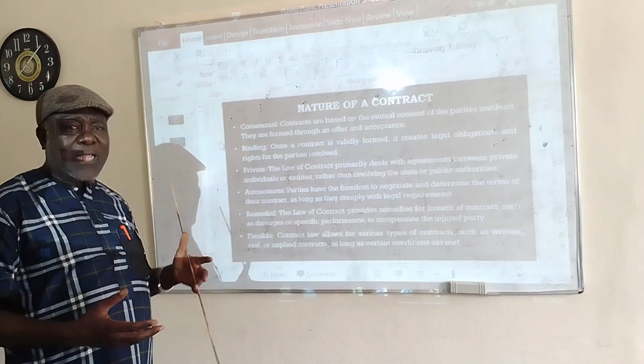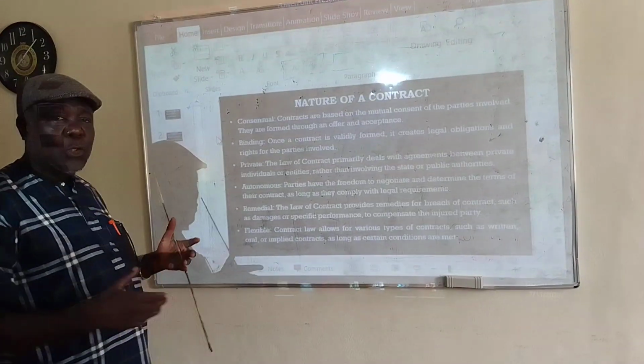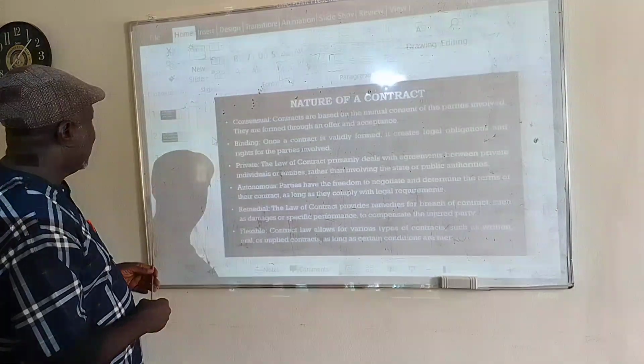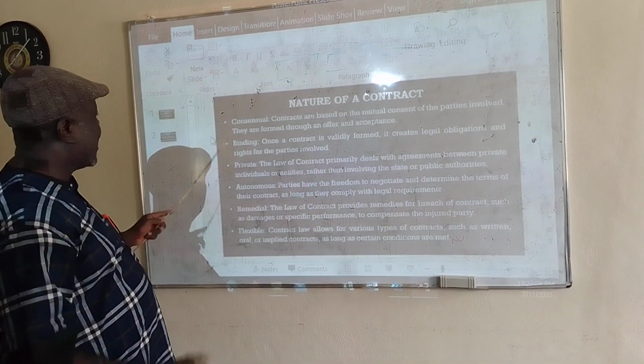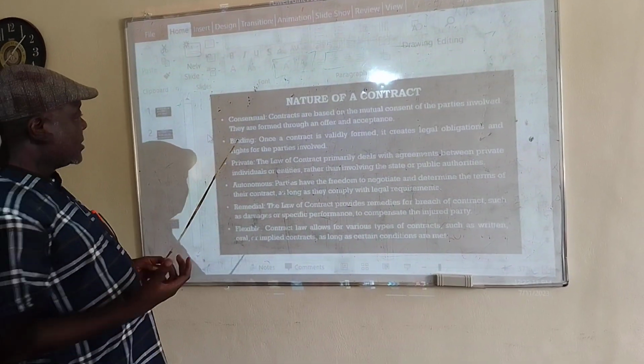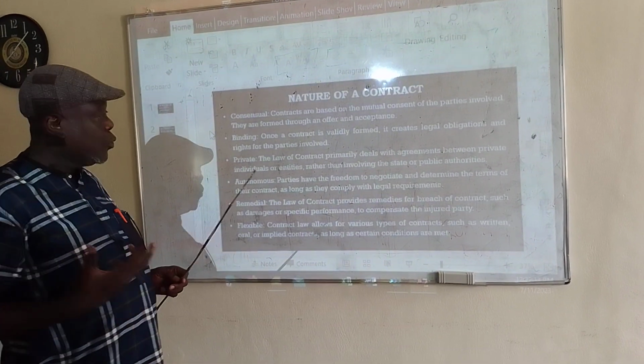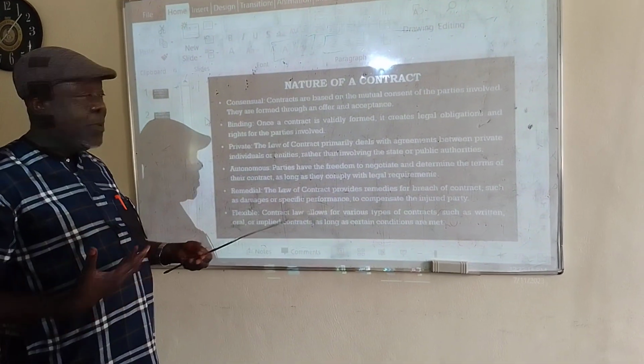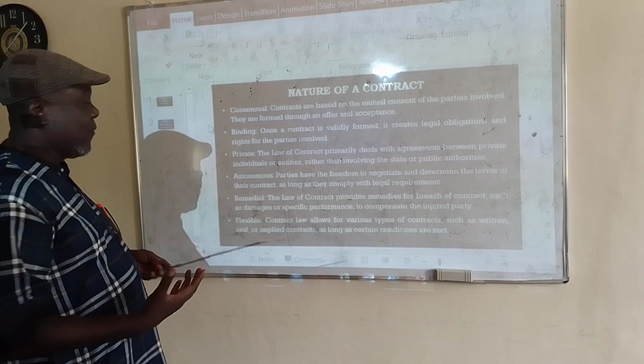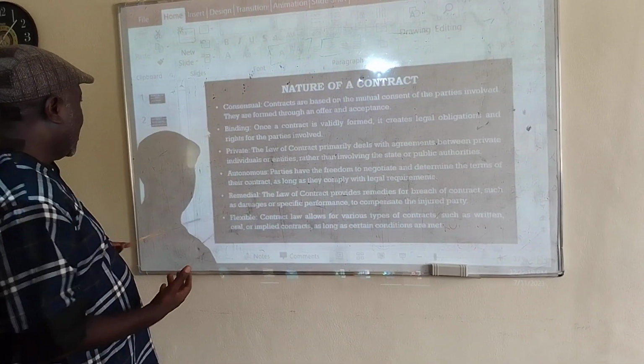But once they make this contract, the courts are there to do what? To enforce the contract. The second nature of a contract is that it is binding. Once a contract is validly formed by two parties, it creates legal obligations and rights for the parties involved.